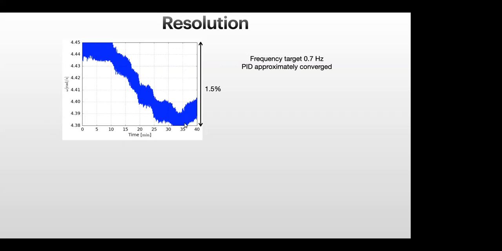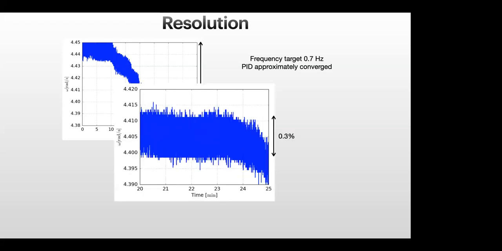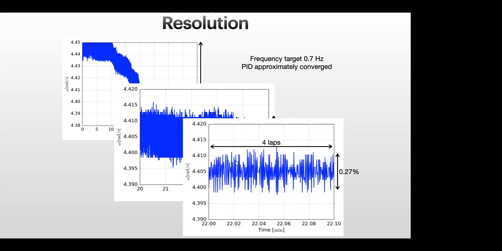This is the angular velocity of our system as a function of time, and these are a lot of minutes. But if we take a shorter stream of data, for example, of 5 minutes, we notice that the instability is lower, so it's on the order of 0.3%. And this is the same if we take a shorter stream of data. These are a few seconds.